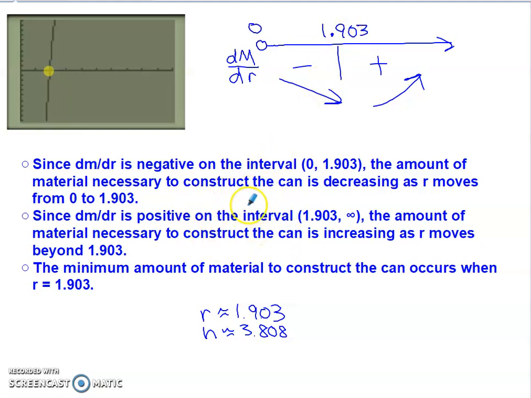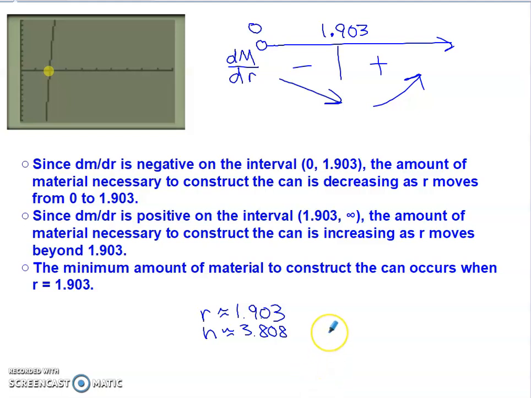I've said verbally exactly what you heard me say over the last few seconds across these first 2 bullet points. If the material necessary to build the can decreases from an r of 0 to an r of 1.903, but then it increases from a radius of 1.903 onward to infinity, I know my minimum amount of material to construct the can is going to occur at 1.903. I did plug that back into my volume requirement to figure out the corresponding height for that can. So here are the dimensions. Both of those would be in inches.